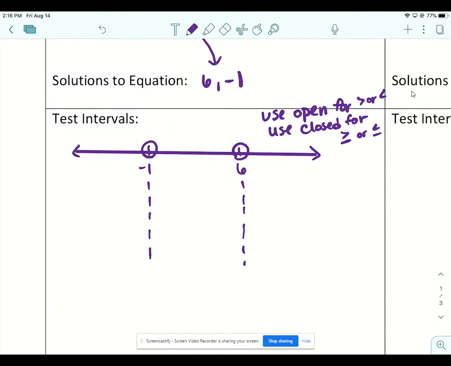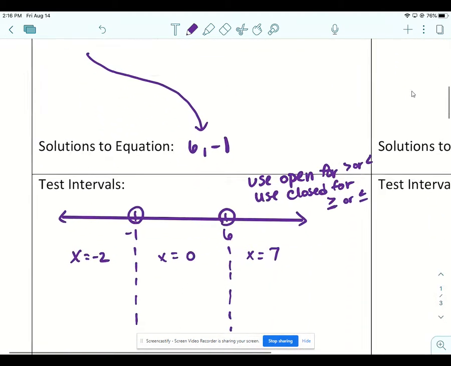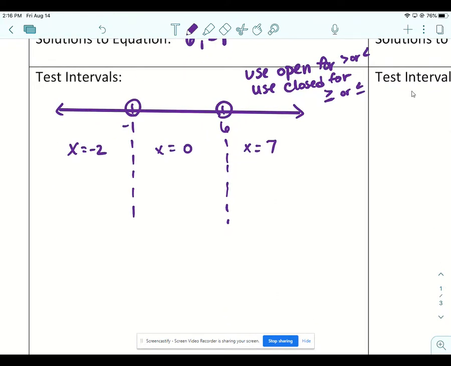All right, so what I'm going to do now is pick a number in each region and then test it. So to the left of -1, I'm going to choose -2. In the middle, I'm going to choose 0. And to the right, greater than 6, I'm going to choose 7. All right, I'm going to go ahead and bring down the inequality. You don't have to rewrite it, but I like to be able to see it as I'm talking about it.